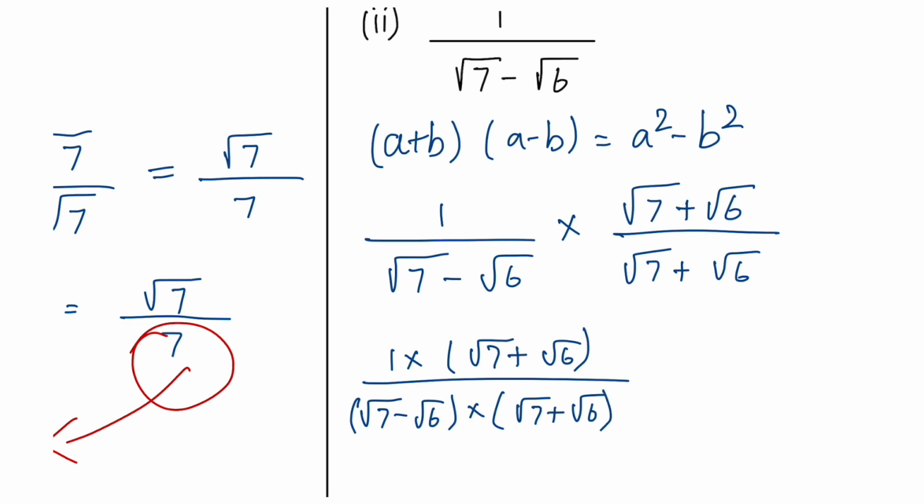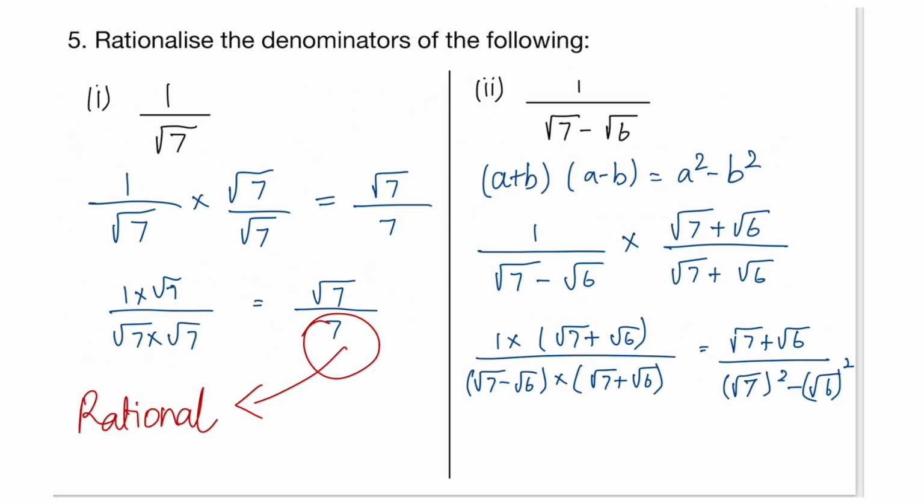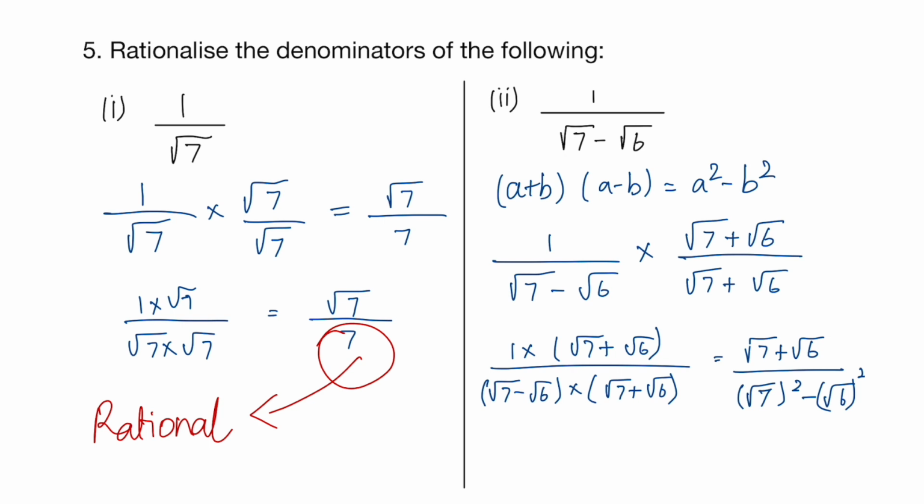Right? You get this. So it's going to be root 7 plus root 6 divided by a plus b into a minus b, which gives you a squared minus b squared. So it's going to be root 7 squared minus root 6 squared. On further simplification, it would be root 7 plus root 6 divided by root 7 squared, which is 7, and root 6 squared is 6.